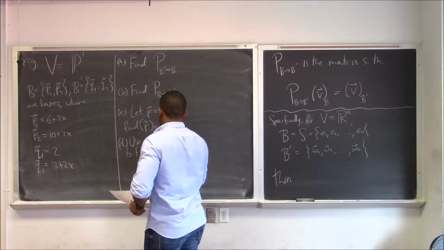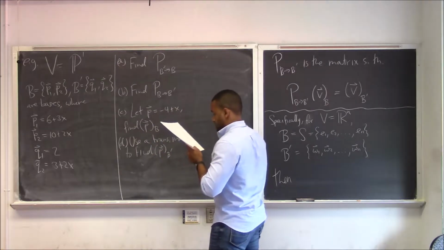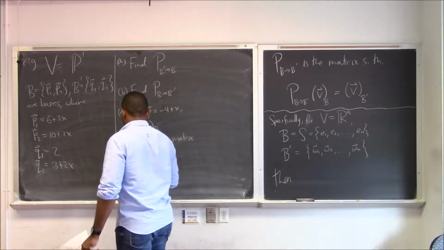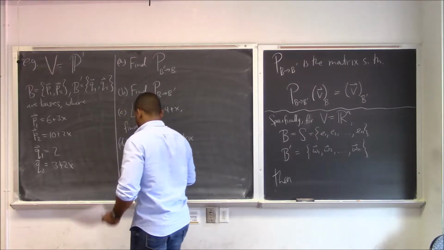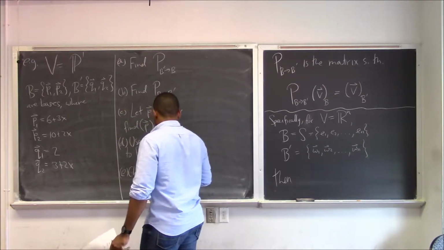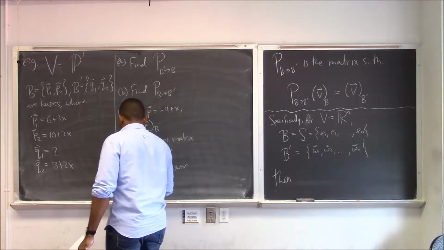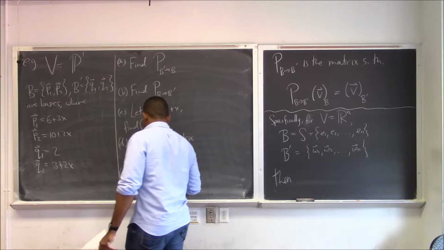Use a transition matrix to find P with respect to B prime. Check your answer to B directly.